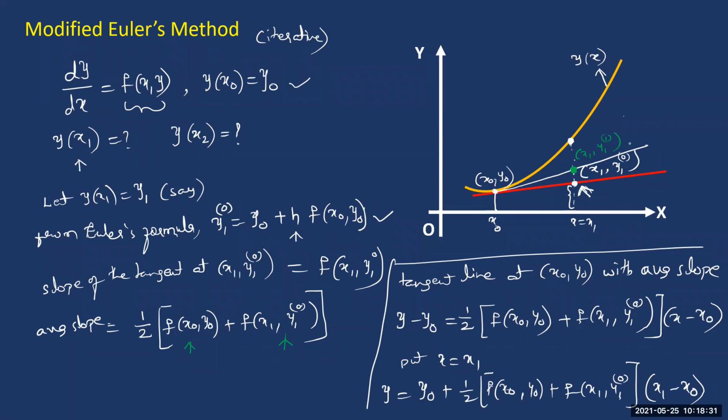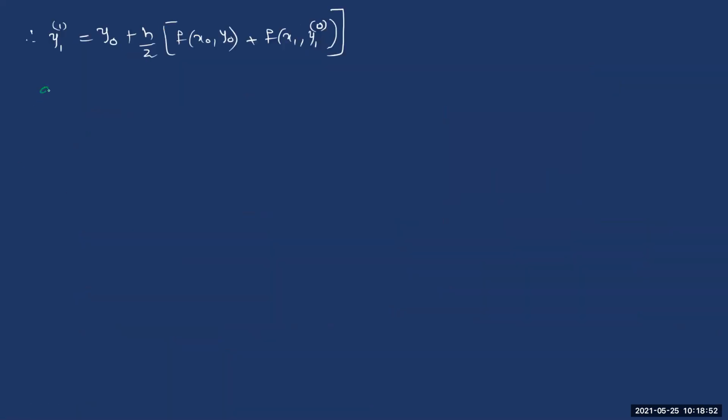With this new point, we are calculating the slope again, and then I'll take the average of the slopes at x0, y0 and at x1, y1 first approximation. After calculating the average slope like this, again I'll try to draw a tangent. Let us say the average slope is the average slope for the next one.